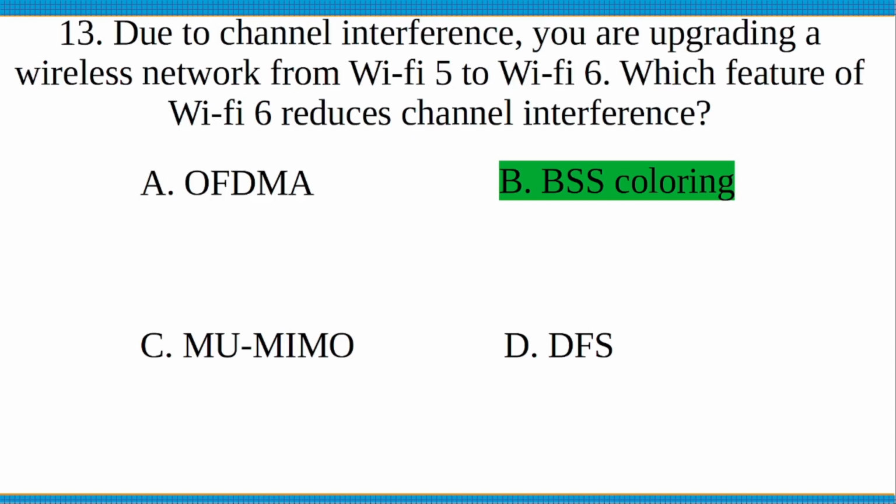So the feature of Wi-Fi 6 that reduces channel interference is basic service set coloring, which adds a field to a wireless frame that distinguishes it from others.